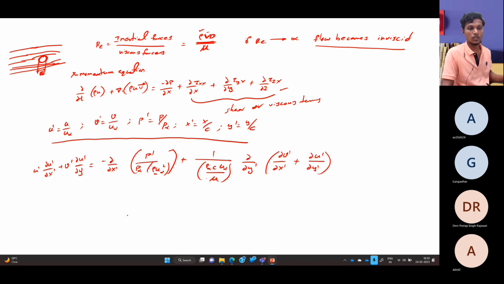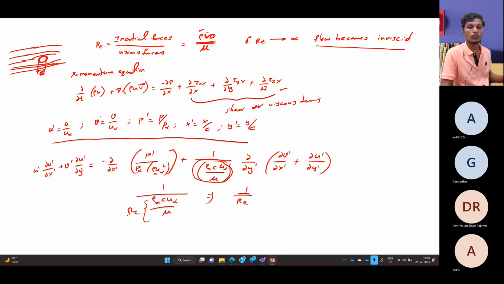Now carefully try to see this denominator. This denominator is rho infinity c u infinity by mu. One can write this as the Reynolds number. The standard notation for the Reynolds number symbol is Re. So I am writing it as 1 by Re.